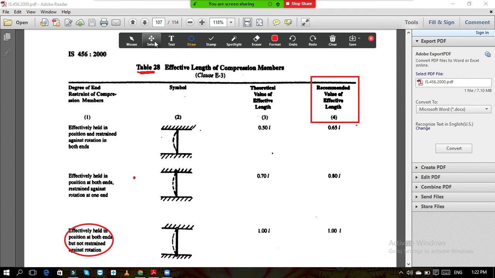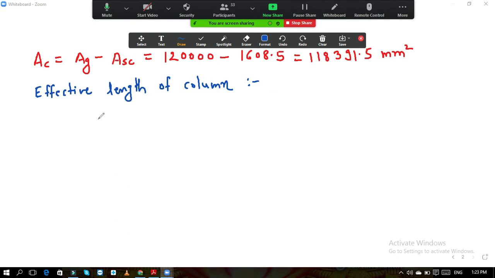So for this, the value given is 1L. So the value of L effective is 1L from Table number 28, page number 94. Okay, so this value we are going to take for our further calculation. So now I will move back here.